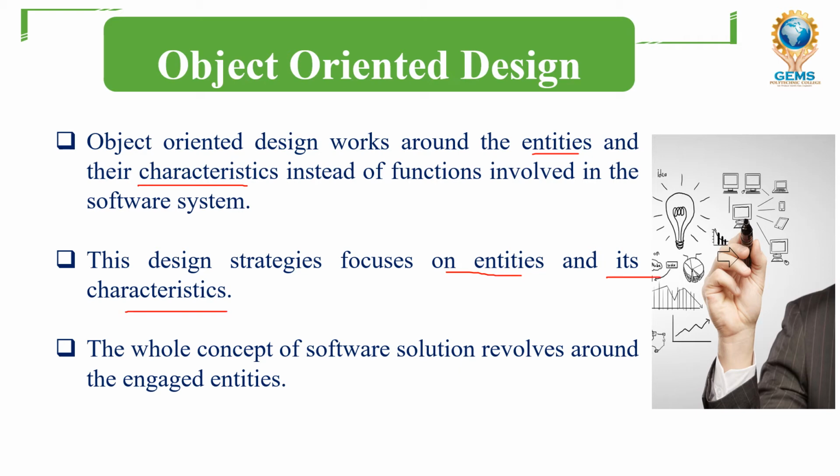As I told you, in object oriented design, they give more emphasis and focus to the entities and their characteristics. But in function oriented design, they give more emphasis and focus to the function itself. Third point, object oriented design says that the whole concept of the software solution revolves around the engaged entities. So in object oriented design, everything revolves around the entities itself.